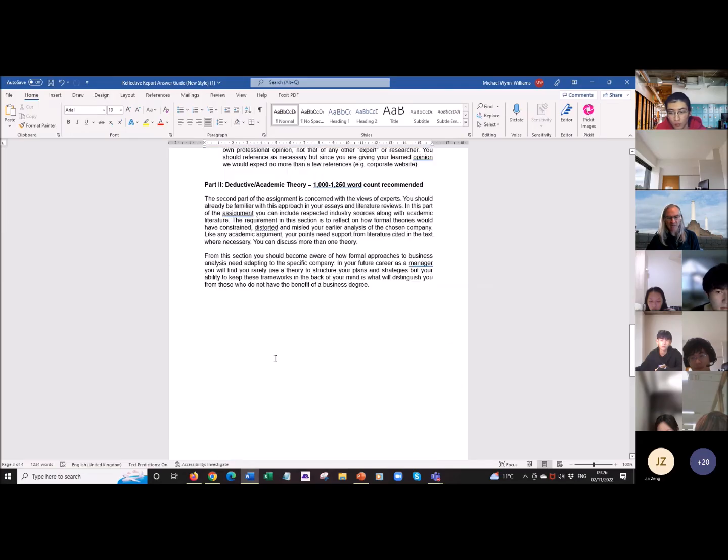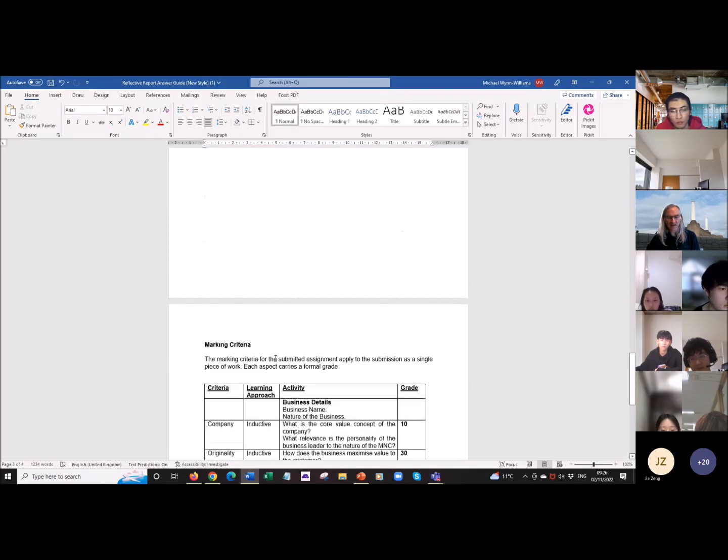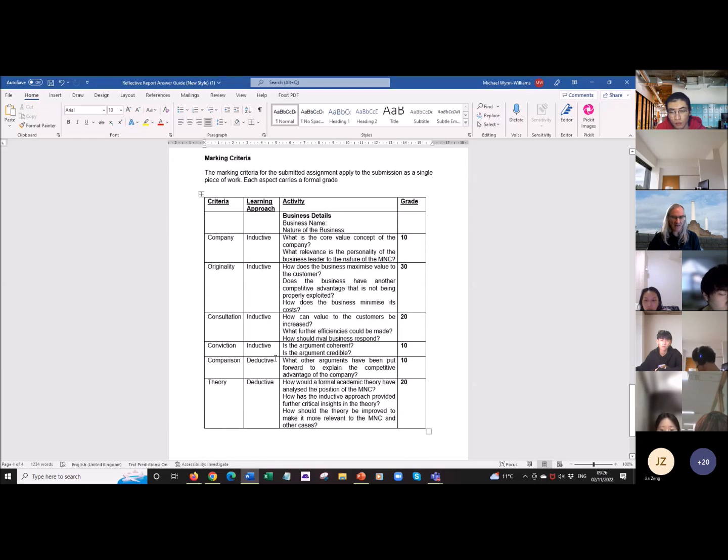Okay. So I think I've explained all of that. Just be a little bit careful here because the marking criteria are on the next page. So you may miss the marking criteria. The marking criteria are not the same as the structure we've just been looking at because I look at the whole piece of work. So I look at originality throughout the whole document, recommendations throughout the whole document, your conviction, comparisons you make, theory. I'm looking for the whole. I'm not just going to focus on one section. I don't go part 1, part 2, and give a grade for each.